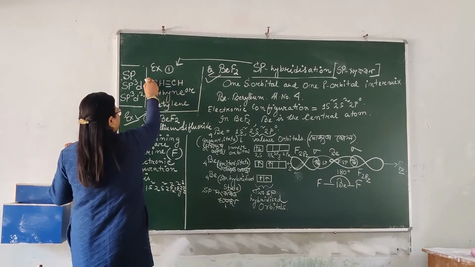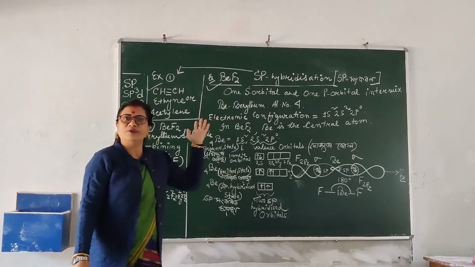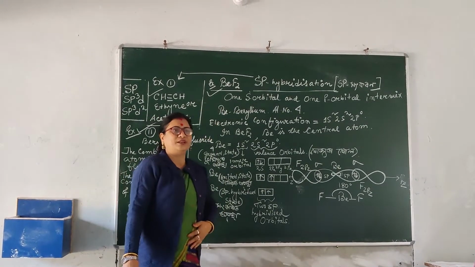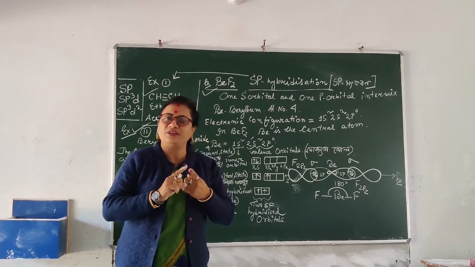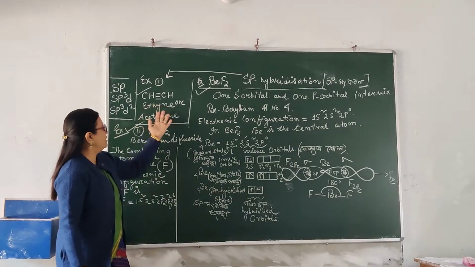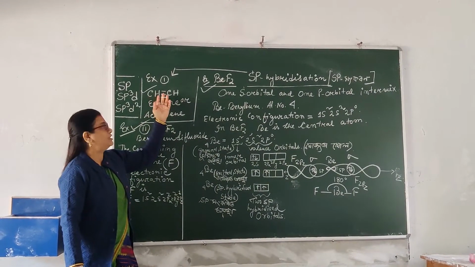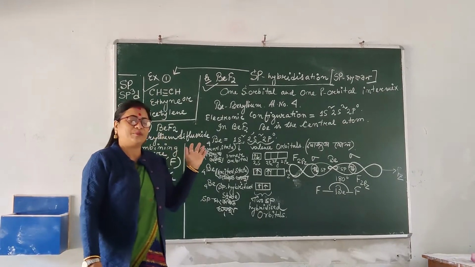In BeF2, that means beryllium difluoride, sp hybridization in the beryllium atom takes place. In ethyne, or acetylene, the central atoms are carbons. In both these two carbons, sp hybridization takes place.